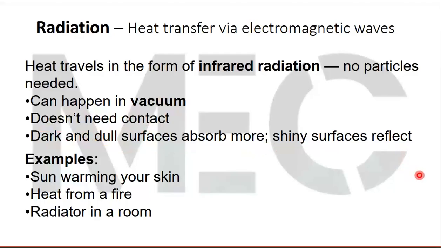So we have some details about radiation that we can say: dull surfaces absorb more energy and shiny surfaces reflect energy. So if you want to have the greatest absorption, you need to have dark and dull surfaces in the radiation. Examples of radiation are the sun warming your skin or the sun warming the earth.